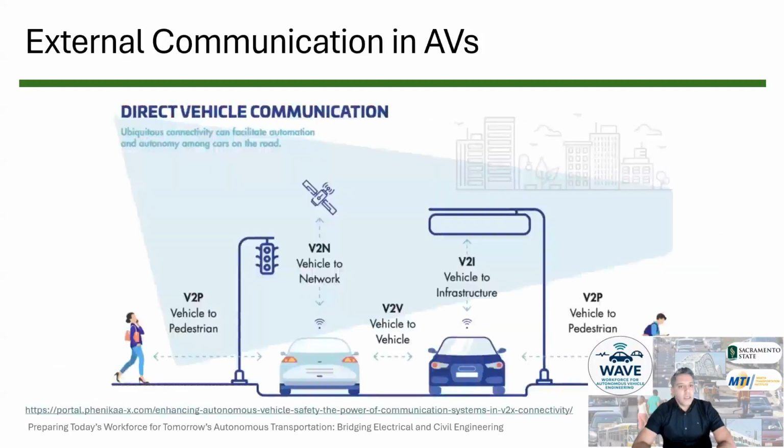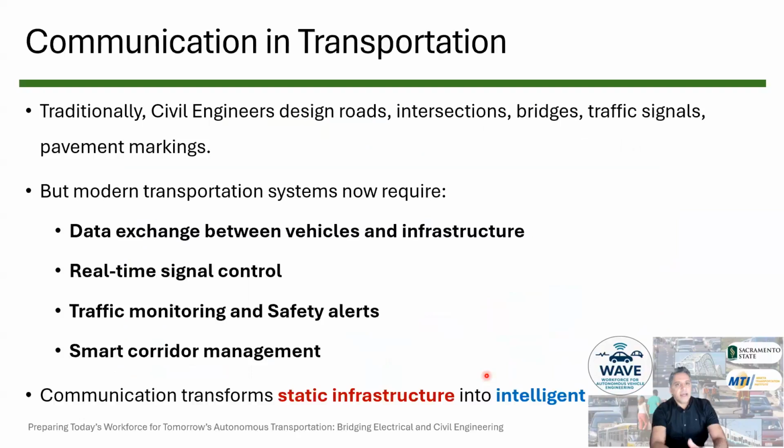And this is what you can see here: the different kinds of vehicle communication. They can have vehicle to vehicle, to network, to pedestrian, to infrastructure, like getting connected to the signs or to the traffic lights, and this helps the perception.